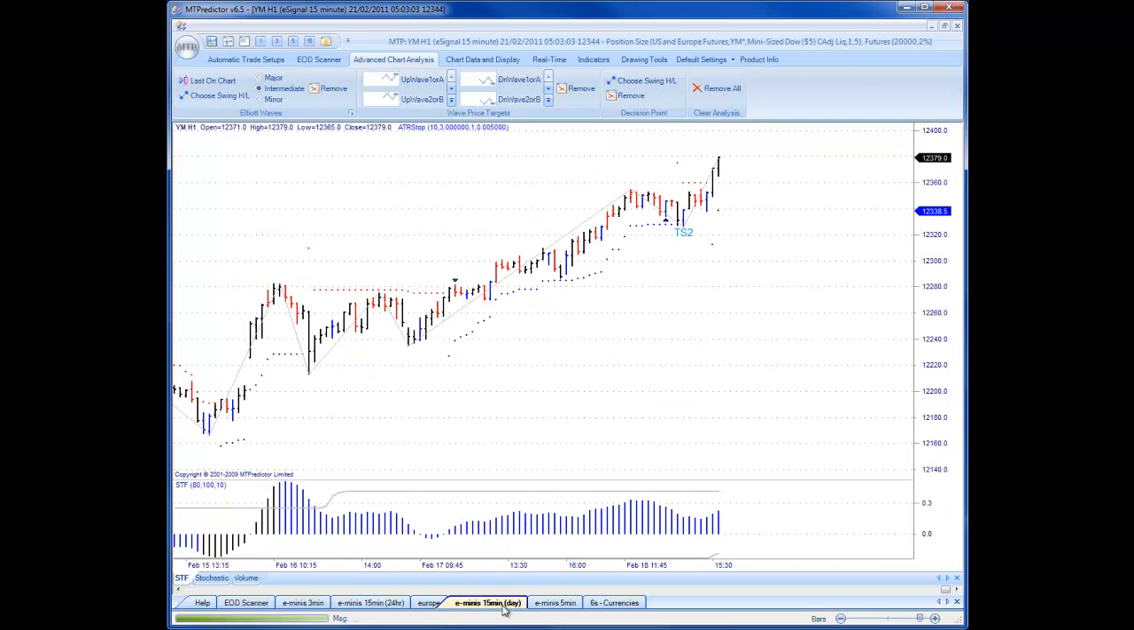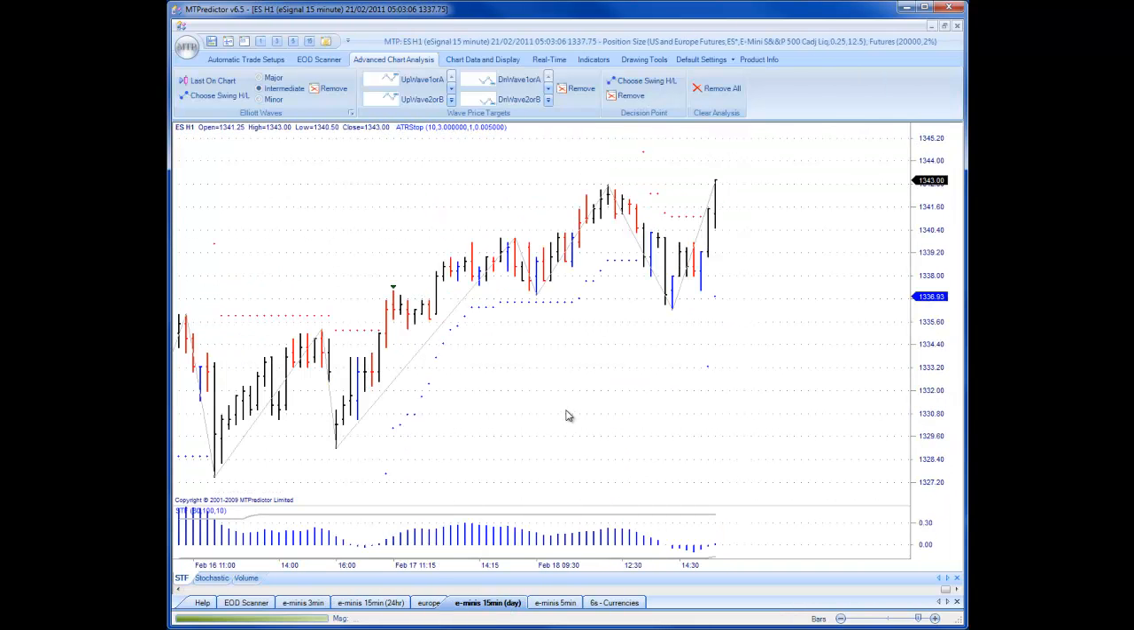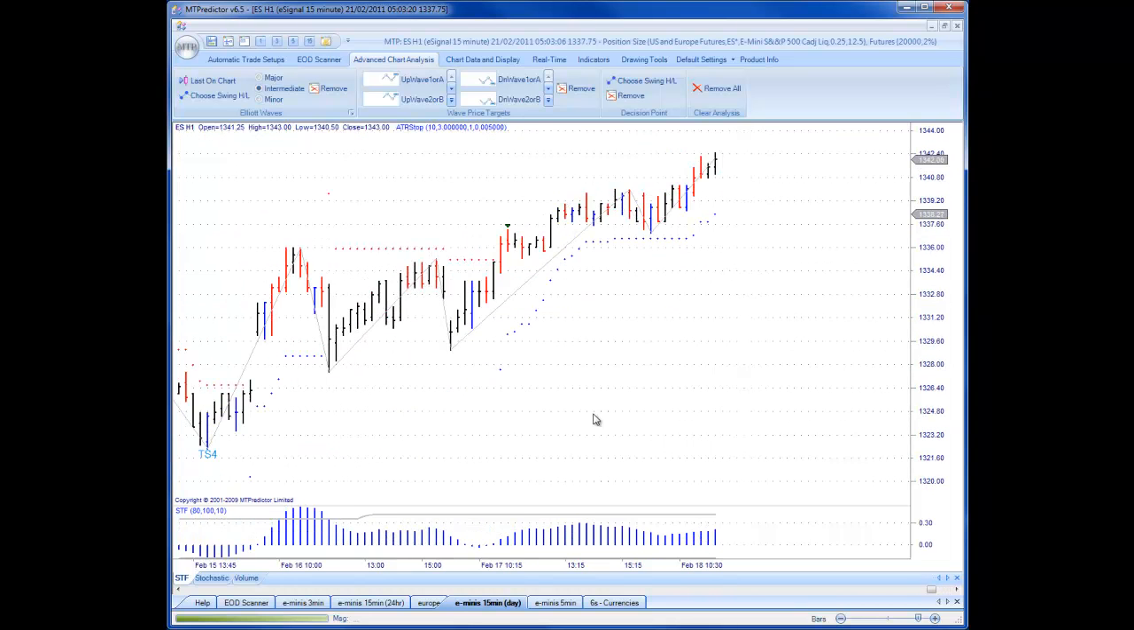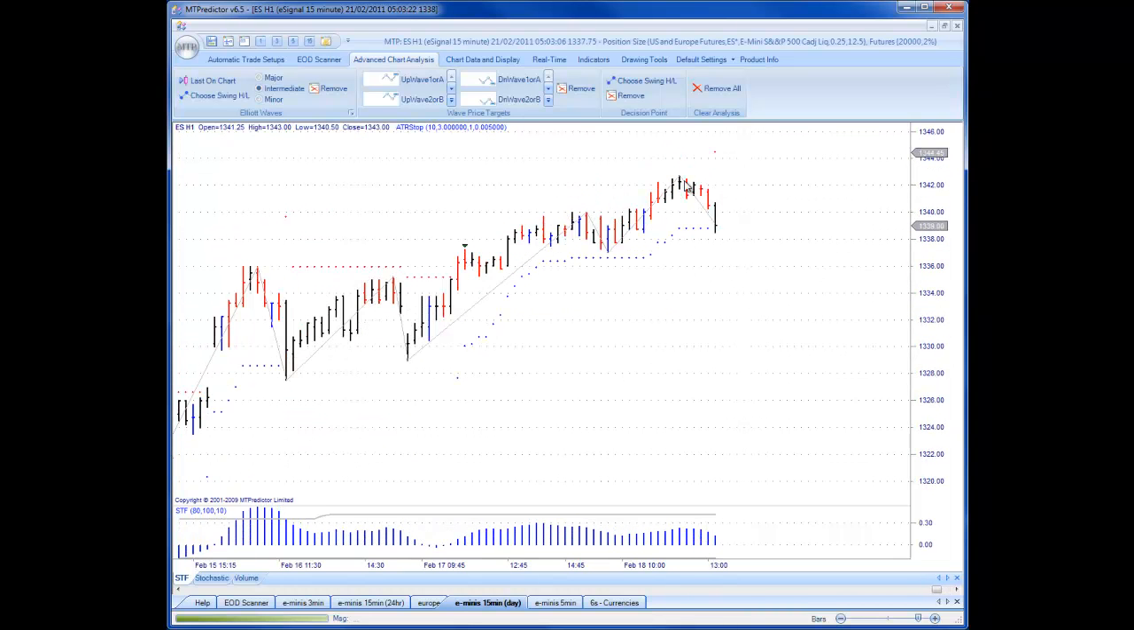So let's go to the 15-minute chart of the ES. Remember, we were about here coming in on Friday the 18th. So let's put the Elliott Wave analysis on using the Elliott Wave tool again. Same as before, we click on choose swing high or low. We then click on the pivot at the top here, and again MTPredictor has found a 5-wave count, a lovely 1, 2, 3, 4, 5.